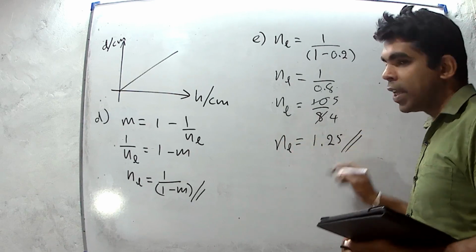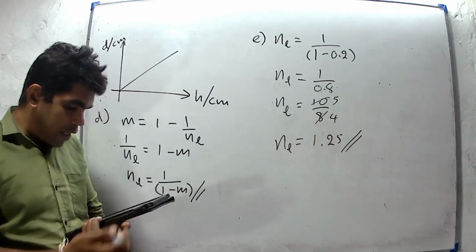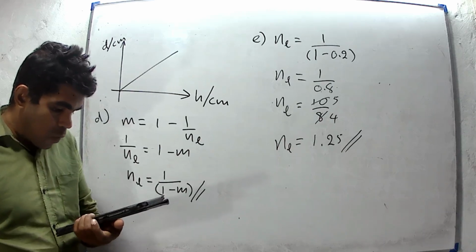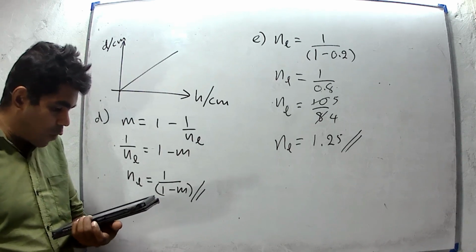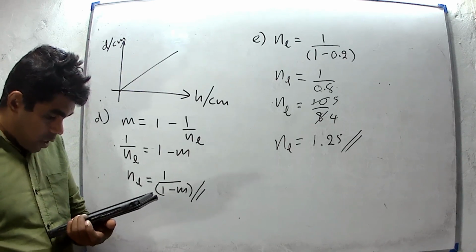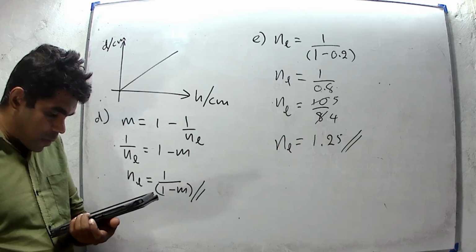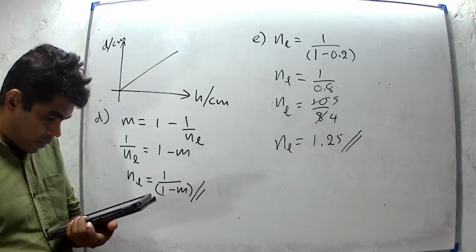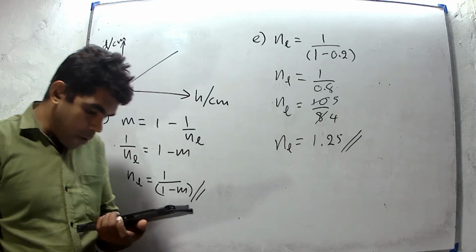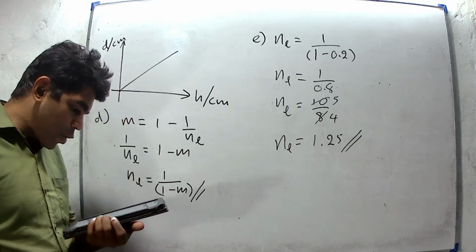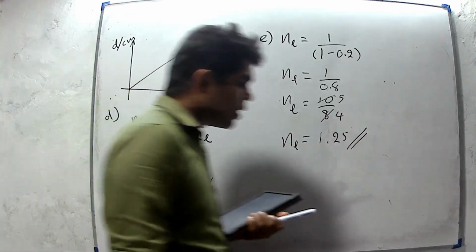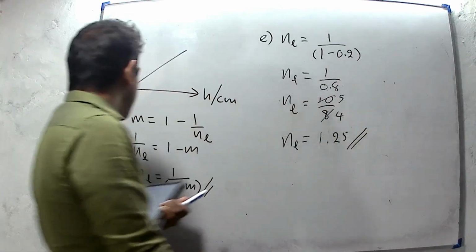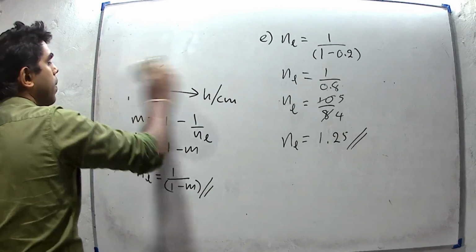Refractive index of liquid. When the height of the liquid column is 5 centimeters, water is slowly poured so that liquid floats on water. The total apparent displacement of the image of the pin is 1.5 centimeters and the refractive index of water is 4/3. Calculate the height of the water column in the cylinder. Now we have to consider sum of apparent displacement.